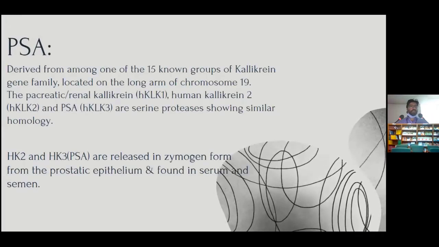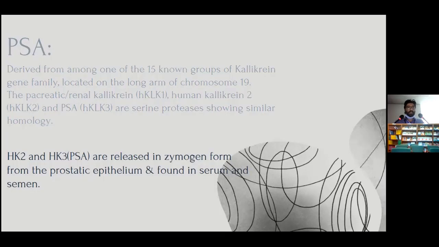So initially, we had three forms known: the pancreatic renal kallikrein, human HKLK1, the human kallikrein-2, HKLK2, and PSA, HKLK3, which are serine proteases that show similar homology. But after that, almost 12 more groups of this kallikrein gene family have been discovered. HK2 and HK3, the PSA, are released in zymogen form from the prostatic epithelium and found in serum and semen. Zymogen form is the inactive form of an enzyme that is released.